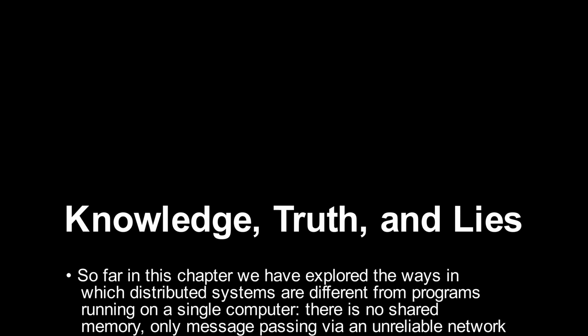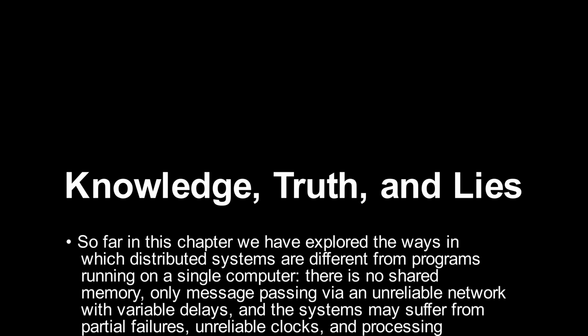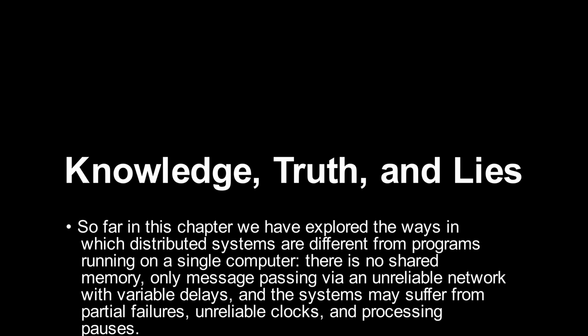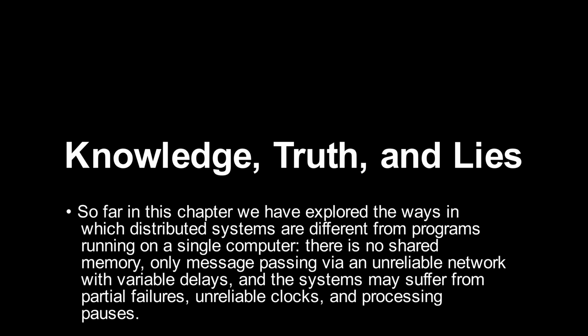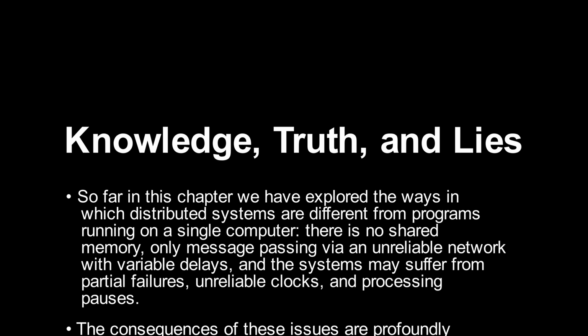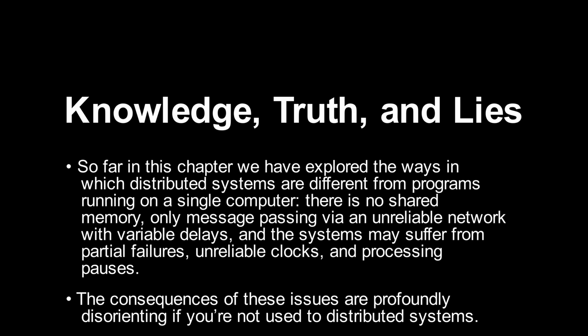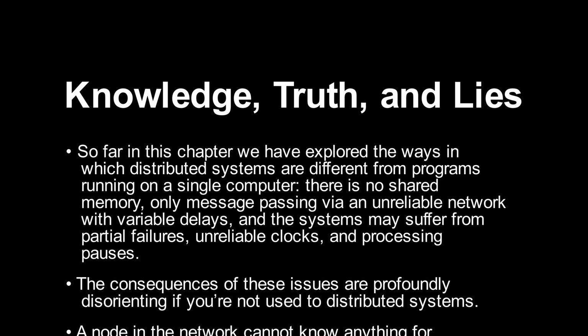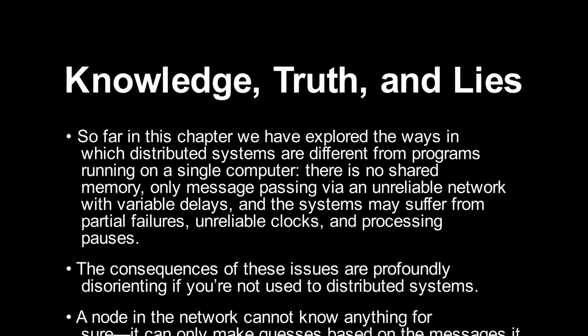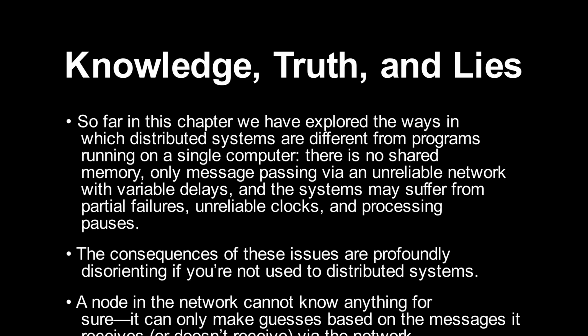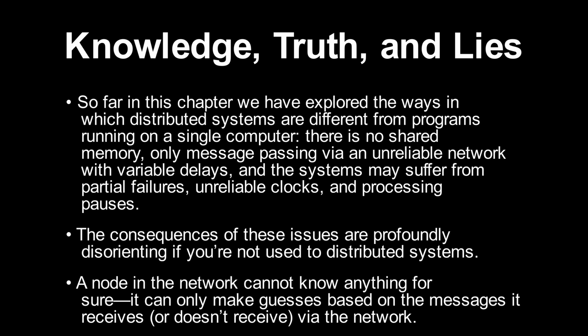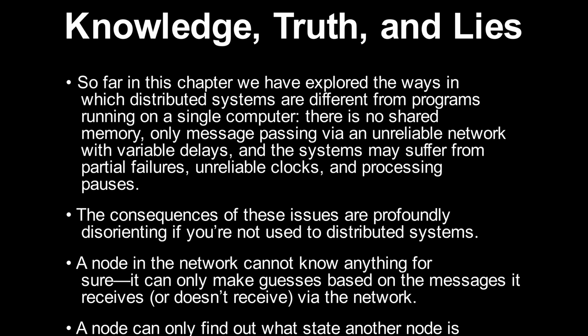Knowledge, truth, and lies. So far in this chapter we have explored the ways in which distributed systems are different from programs running on a single computer. There is no shared memory, only message passing via an unreliable network with variable delays, and the systems may suffer from partial failures, unreliable clocks, and processing pauses.